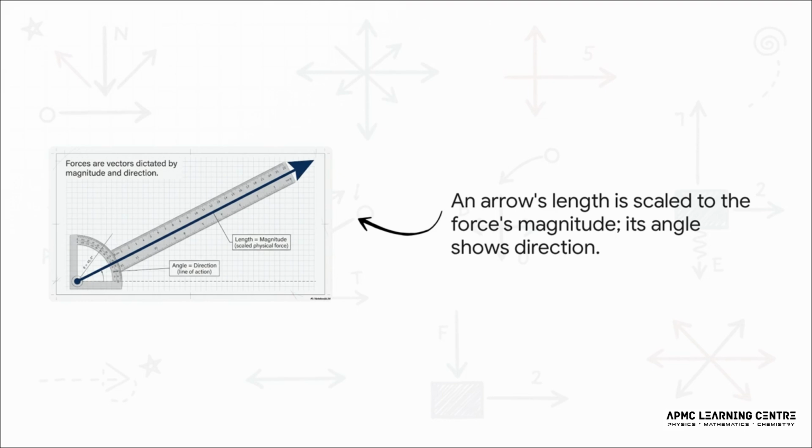Okay, and this is where the magic really happens. We get to translate this abstract physics stuff into simple geometry. All we have to do is decide on a scale, like say 1 centimeter on our page equals 5 newtons of force in the real world. Just like that, the arrow's length tells you its strength, and its angle tells you its exact direction. It's a perfect visual translation.